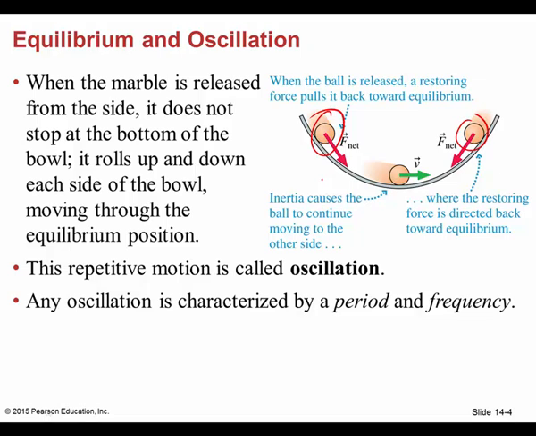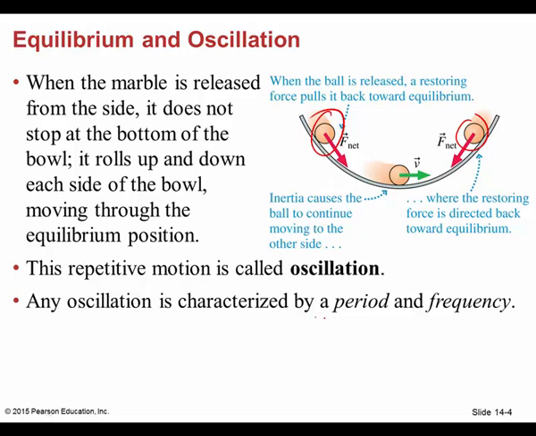Now, this repetitive motion is what we call oscillation. Some of you have probably watched a pendulum swing on a clock, or maybe you've seen one of those law of conservation of momentum apparatuses where they pick the little ball up and drop it and it hits the other four and one comes up off the other end. It seems like it's oscillating back and forth. That's an oscillatory motion too.